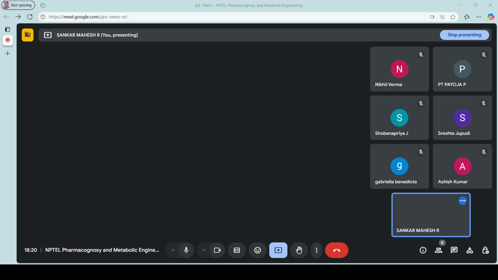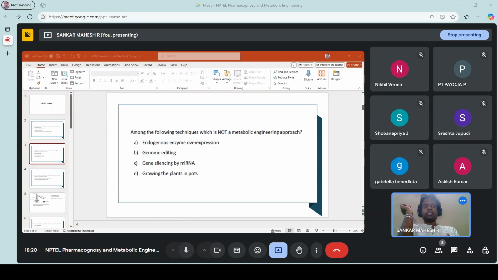Among the following techniques, which is not a metabolic engineering approach? Option A, endogenous enzyme overexpression. Option B, genome editing. Option C, gene silencing by miRNA. Option D, growing the plants in pots. So, whoever knows the right answer can take a couple of minutes and then start by mentioning an incorrect option and telling us why that option is incorrect. Please do not type the right answer in the chat box.